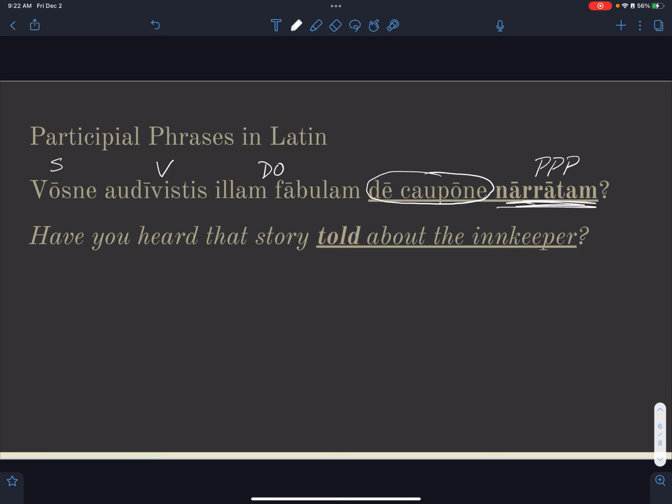Innkeeper, the PPP? No, the PPP is naratam. The innkeeper is part of the phrase itself. So what's underlined, this is your participial phrase. It's included in that, but the PPP is just naratam.